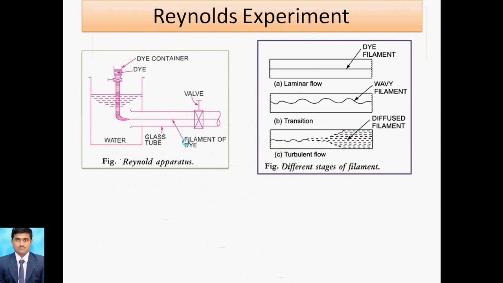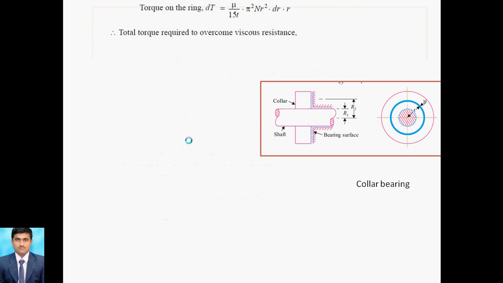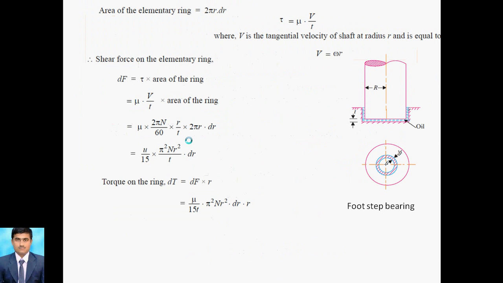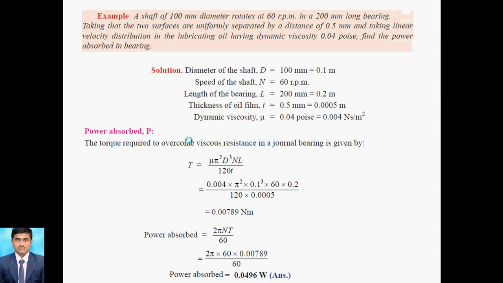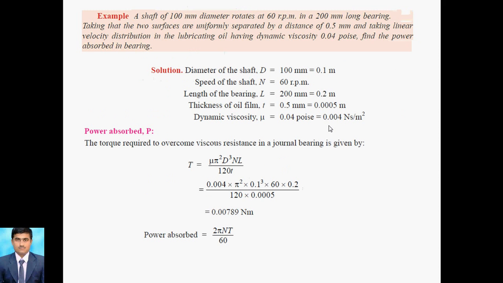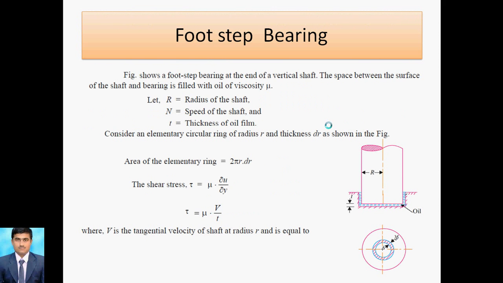Now we move to the next topic, that is the Reynolds experiment. Before that we will observe this terminology, for example the journal bearing. This is the evaluation for a journal bearing. Here we have placed the rotating shaft into the sleeve, and in between an oil film is formed like this. This gives the relation for the power required, or you can say the power absorbed in the bearing.